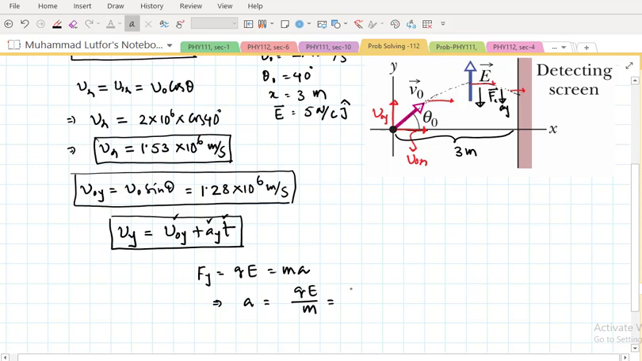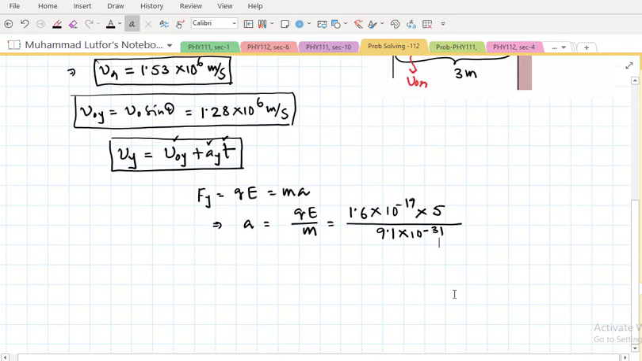I know the charge, which is 1.6 into 10 to the power minus 19 coulomb. The electric field strength is 5 newton per coulomb, and the mass of the electron is 9.1 into 10 to the power minus 31 kg. If you solve this, you'll find that the acceleration of the electron is 8.79 into 10 to the power 11 meter per second square, and this will be basically downward.